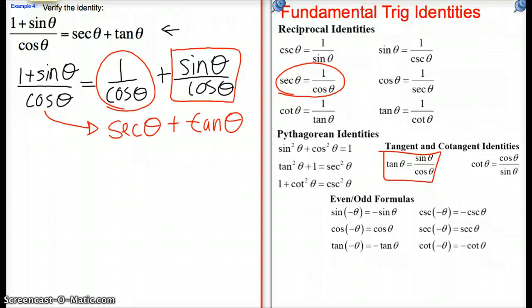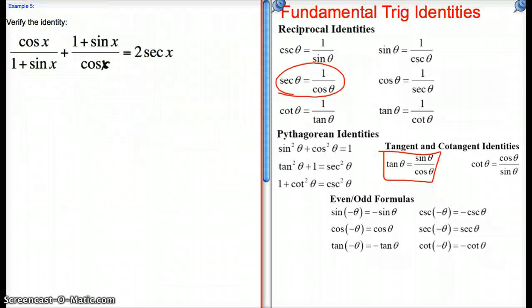Let's look at the next example. So we have an example of two fractions being added equal to 2 secant of x. So we notice the left side is rather complicated. So we're going to start with the left side.